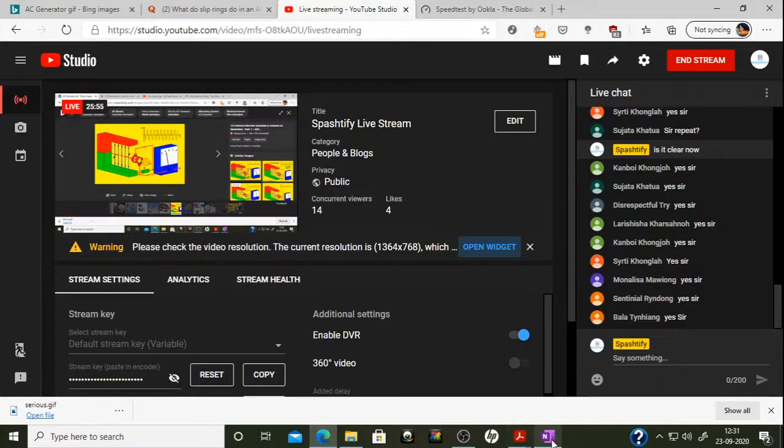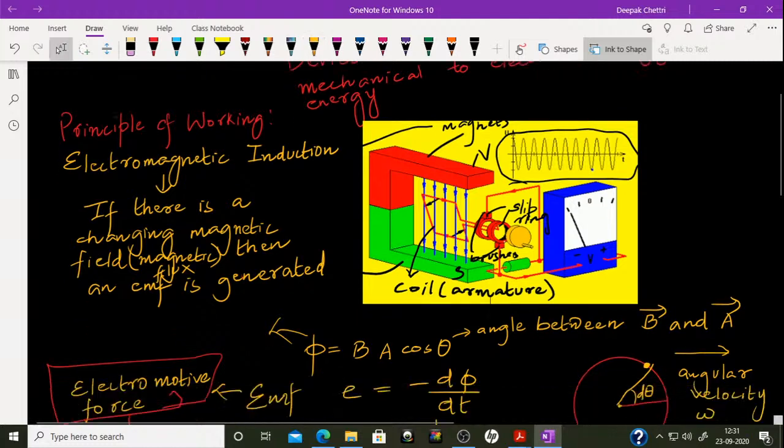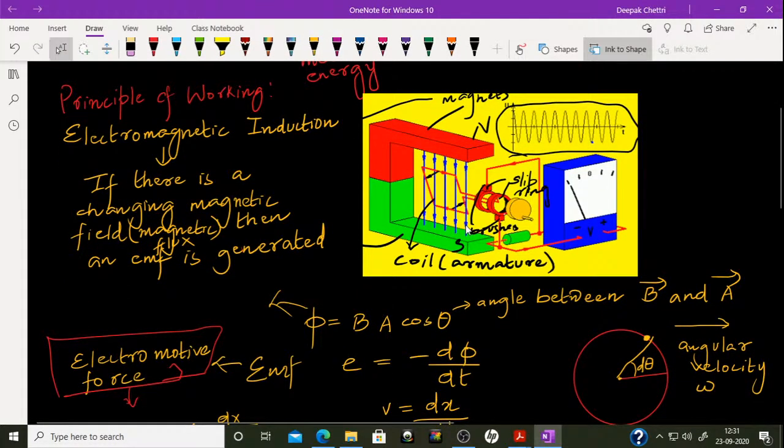So even this coil here is moving in a circular path, and let us say this is also moving with angular velocity omega. Let us say the angular velocity of this coil is omega, and it covers angle theta in time t. So theta will be equal to omega t, right? Here also, we can substitute this in this formula for phi.